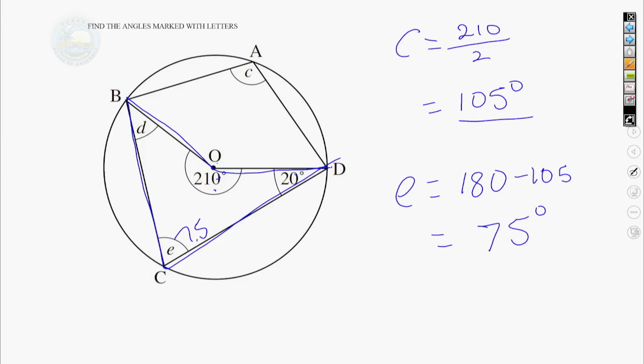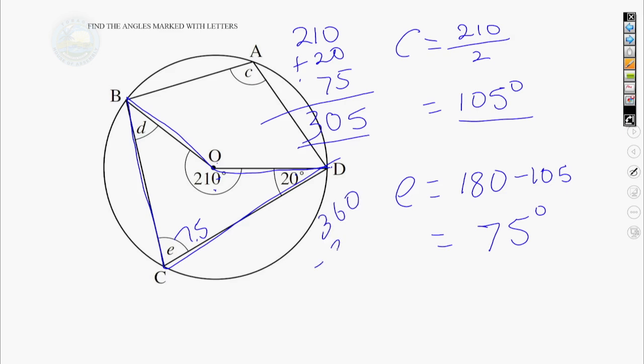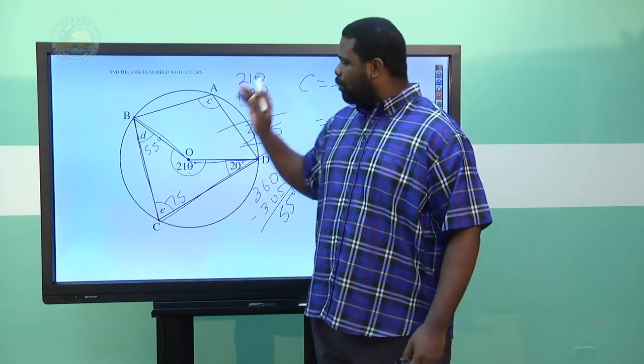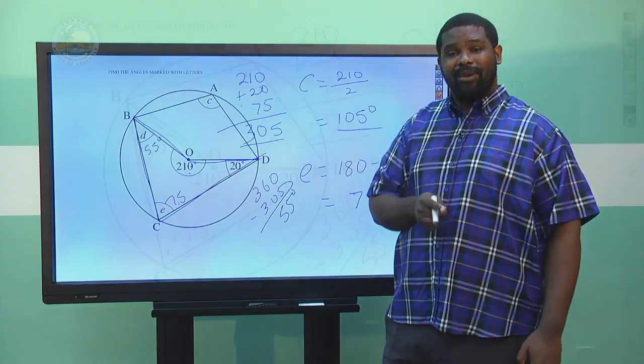So let's do this one. 210 plus 20 plus 75. When we add those numbers together, how much do we get? We get 305. So it will be 360 minus 305, which is 55 degrees. And I know some of you would have looked at it before and said, well, D is 20 because this side is 20. Do not do that. We are working mathematics. Let us follow our rules and solve our questions.